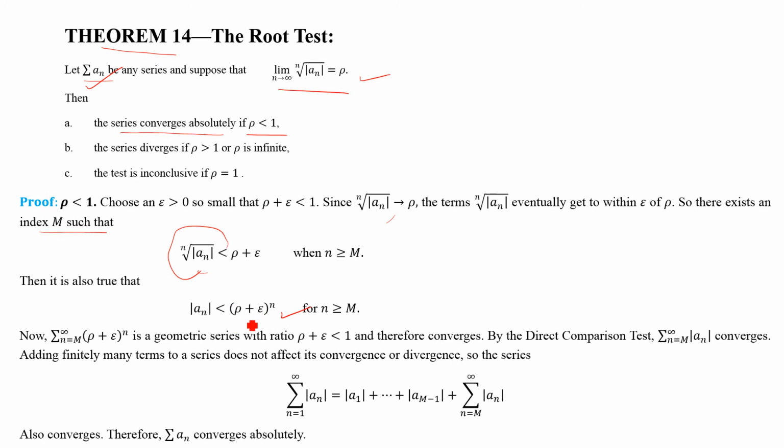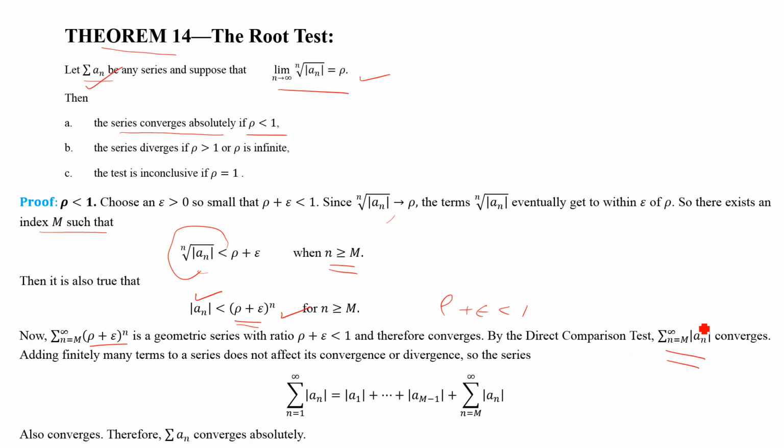Now the series consisting of these terms, (rho plus epsilon) to the power n, is actually a geometric series with common ratio rho plus epsilon, which is less than 1. So this means this series is convergent. Now if this series is convergent, then this absolute series is also convergent, where n varies from m to infinity, because this condition was imposed for n greater or equal to m.